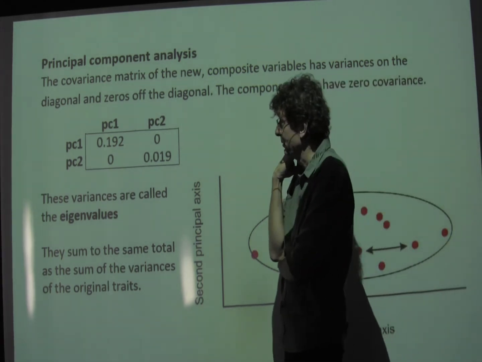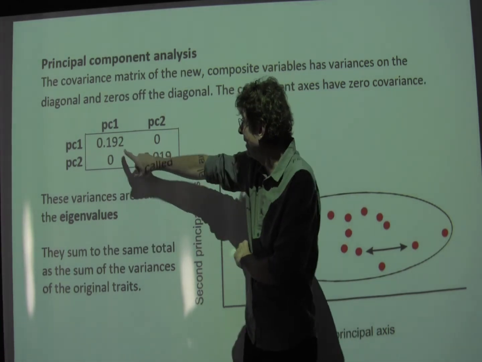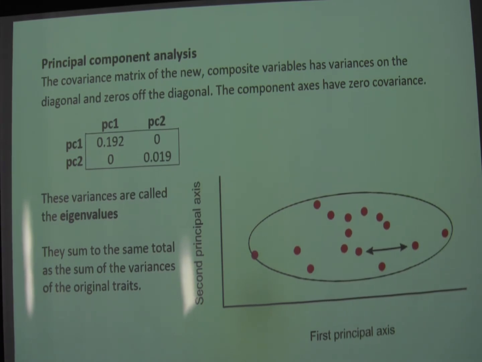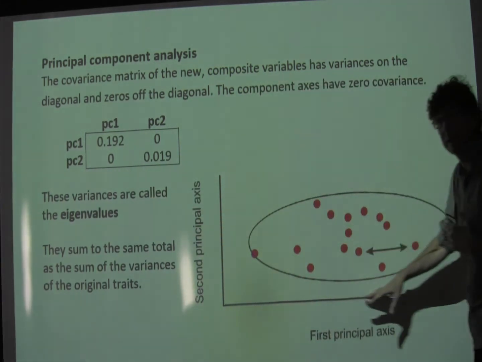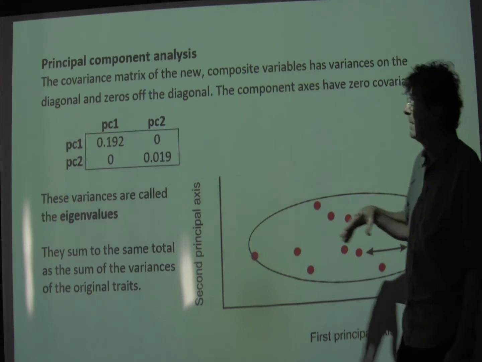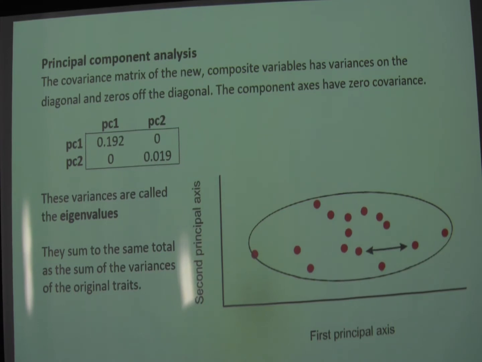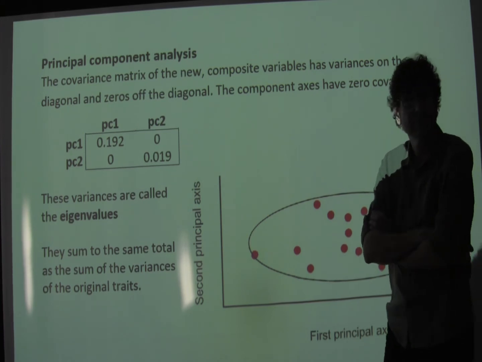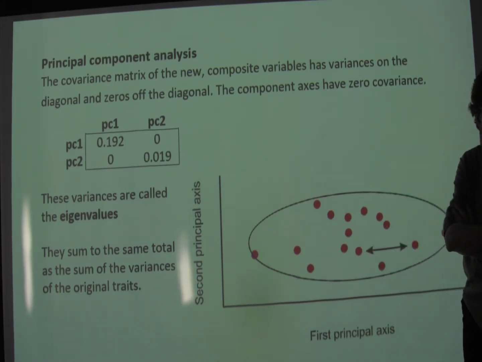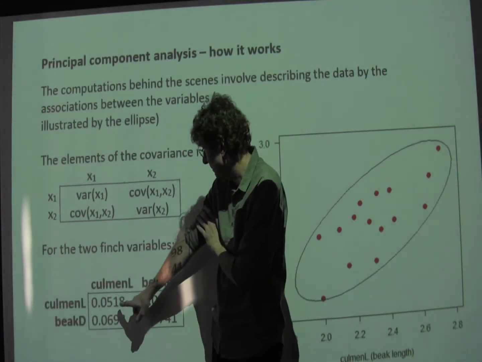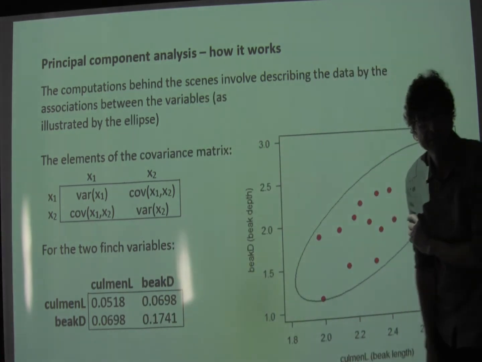Just again to prove to you that nothing has changed, the sum of this variance plus this variance is exactly the same as the sum of the variances of the original traits. All we've done is turned them in such a way that PC1 is the most variable direction, the long axis of the ellipse, and PC2, in the case of 2 dimensions, is just the dimension that remains, perpendicular to it. So wait, Dolph, you're saying that PC1, that number is 0.192, and the numbers on the slide beforehand would sum up to that number? That's correct, yeah. Those 2 numbers would add up to the same as 0.0518 plus 0.1741. Okay.